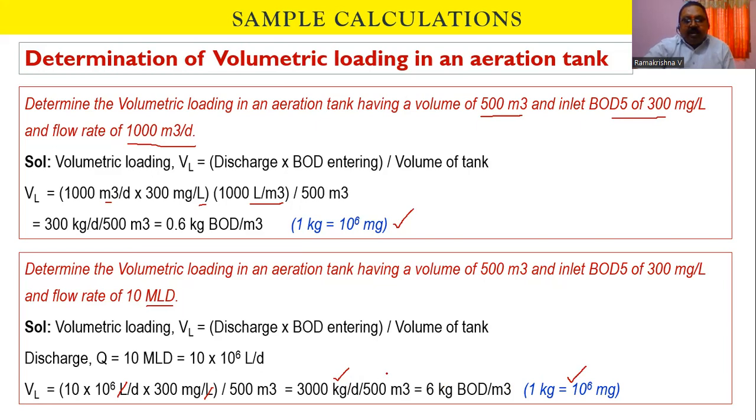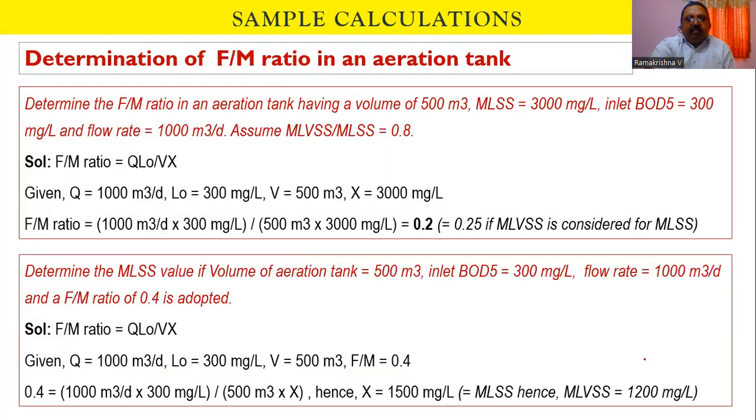3000 kg per day divided by 500 meter cube of tank volume is going to give you 6 kg BOD per meter cube. So these are two different forms of converting the values from discharge in terms of meter cube per day and MLD to calculate the volumetric loading. And then we'll see the F by M ratio, the food to mass ratio in aeration tank.